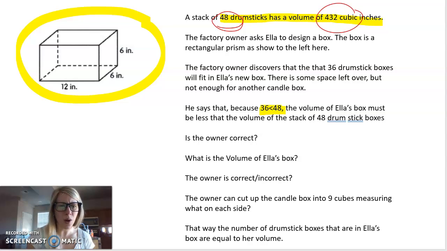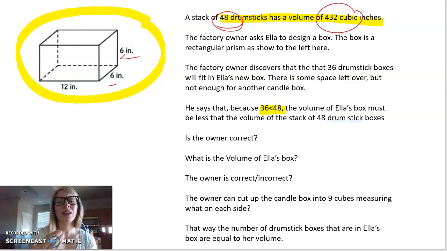So what the owner said is 36 drumsticks will for sure fit in here. And how I'm thinking he got this is he did 6 times 6 maybe, I'm not sure. The volume of Ella's box must be less than the volume of the stack of 48 drumsticks. This is the owner's thinking and processing. So we need to decide, is the owner correct?